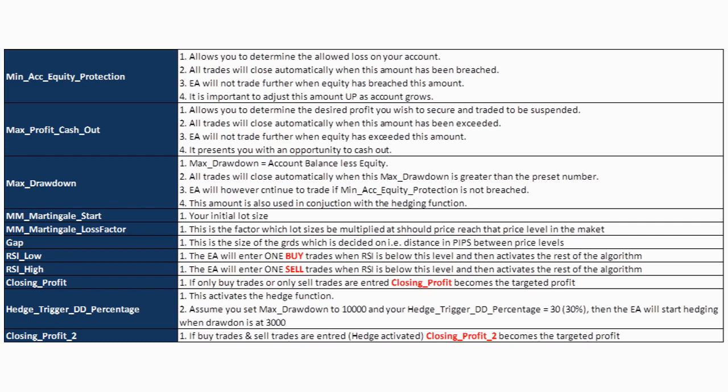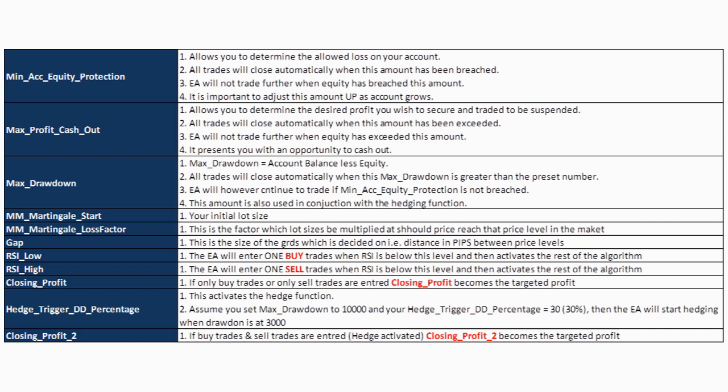That means that when your account grows from $10,000 to $11,000, the EA will basically stop trading. It will close all trades when your equity has reached that $11,000, which means the EA will not trade any further when your equity amount has been exceeded. This prevents you from overtrading and actually getting that money out of your account. So now your balance will be back to 10,000 if you withdrew that $11,000. I'm not telling you to withdraw the money.